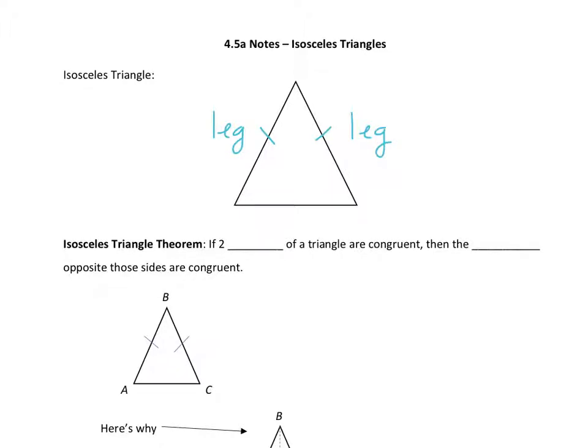And then the other side, which is not always the bottom. People always hear the word base and they think bottom. The base does not have to be the bottom of the triangle. It just has to be the one that is not one of the 2 congruent sides. Okay, so that is our base.